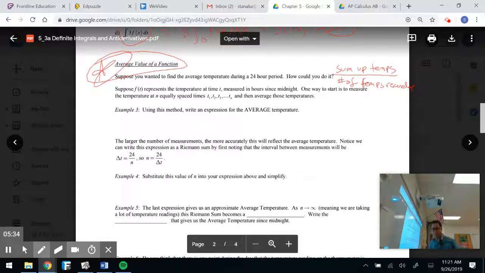What would give me the best average? Think about that for a little bit. All right, but using this method, write an expression for the average temperature, okay? And we're going to do that with n equally spaced out.